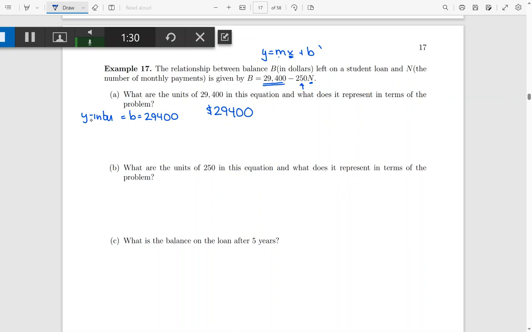Remember, y-intercepts represent an initial amount. So an initial amount of, and then we have two choices, your student loan or monthly payment. If it's in dollars, it's going to be your student loan. So that's what you're starting out with, your debt is $29,400.